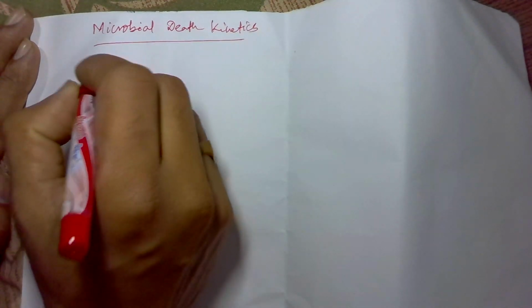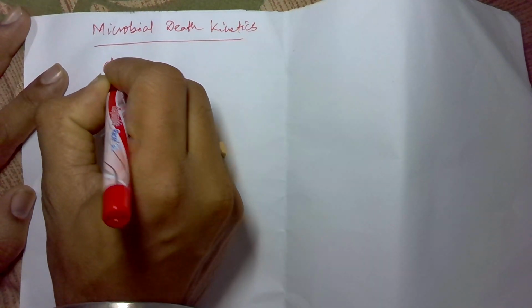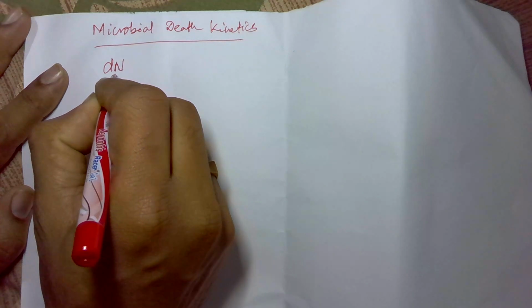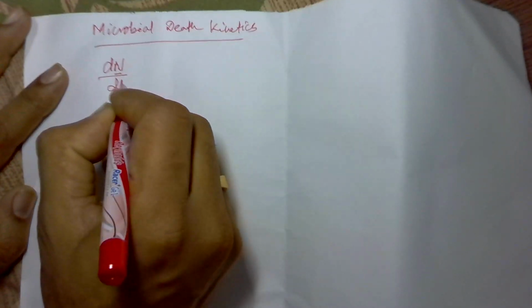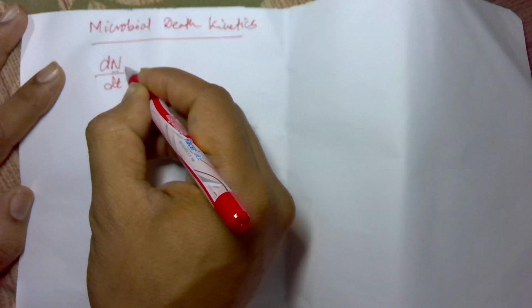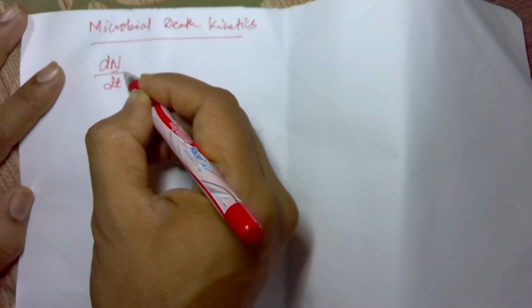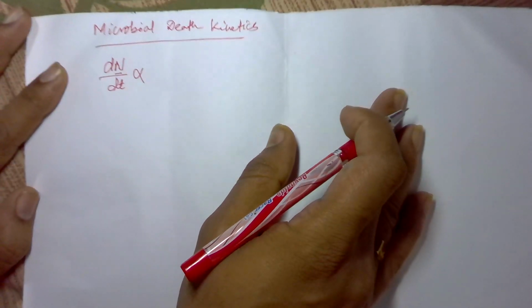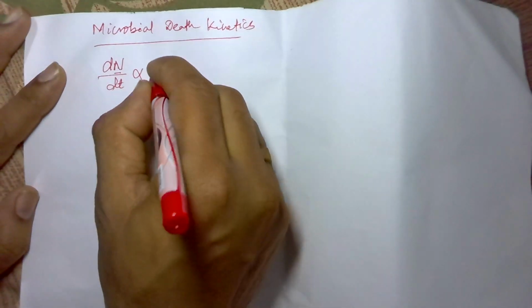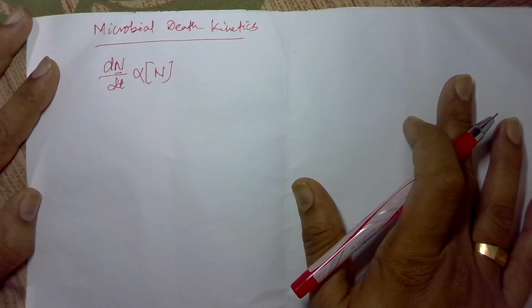So that can be written as, say, N is the number of microorganisms, so dN divided by dt, meaning the rate of change in concentration of the microorganism with respect to time, is directly proportional to the initial number of microorganisms, or the initial concentration of the microorganism. Okay.